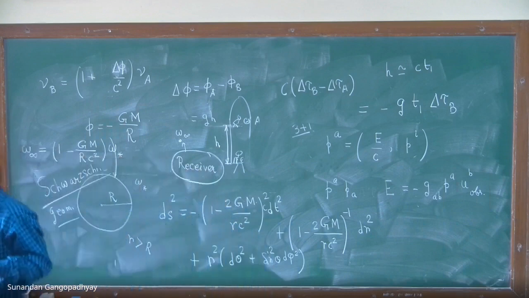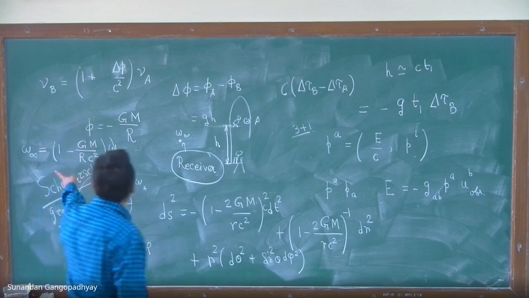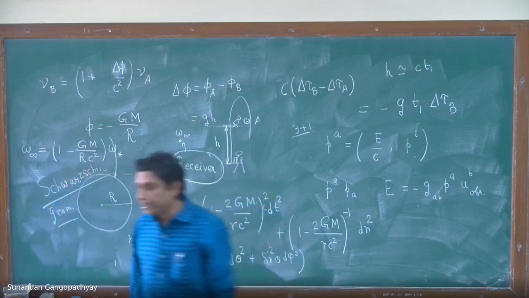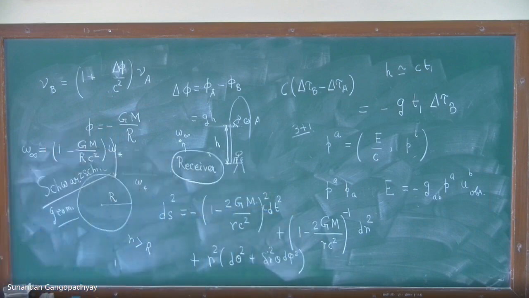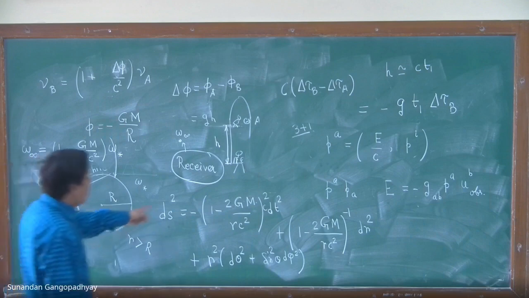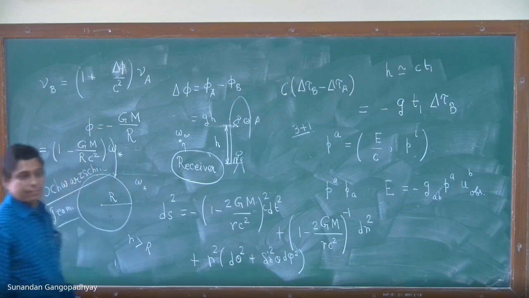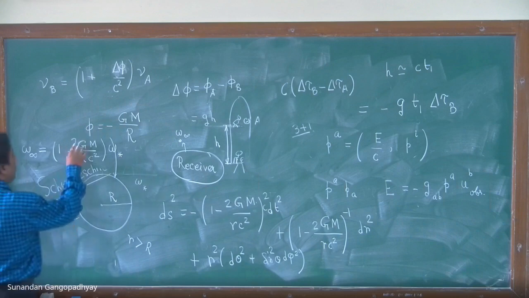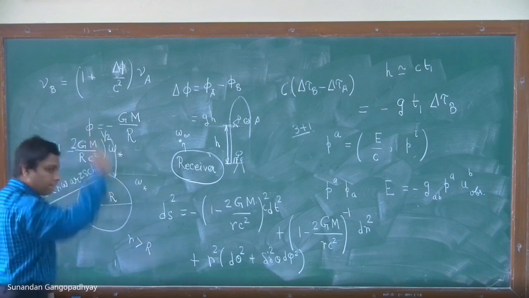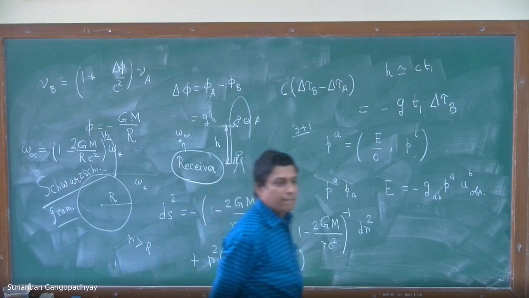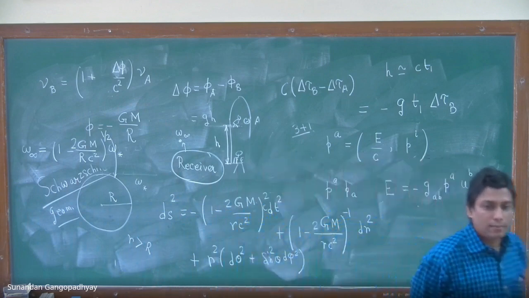So you have applied the gravitational time dilation equation and you have obtained the gravitational redshift result. This is the redshift result. Good. Why did I write this result? The question is, why did I write this result? The accurate result is, this is the actual result.